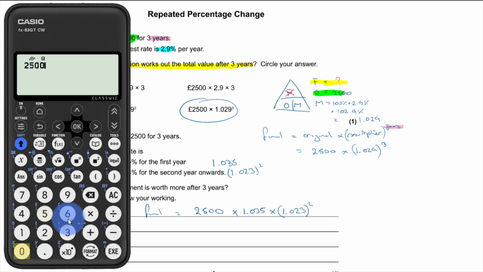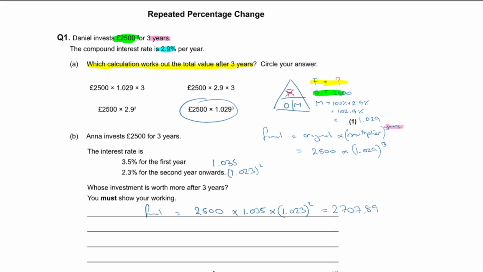Okay, right, so then just tippy tapping that into the old calculator. 2500 times 1.035 times 1.023 squared. I make that 2,707.89. Okay, so that's Anna's amount.